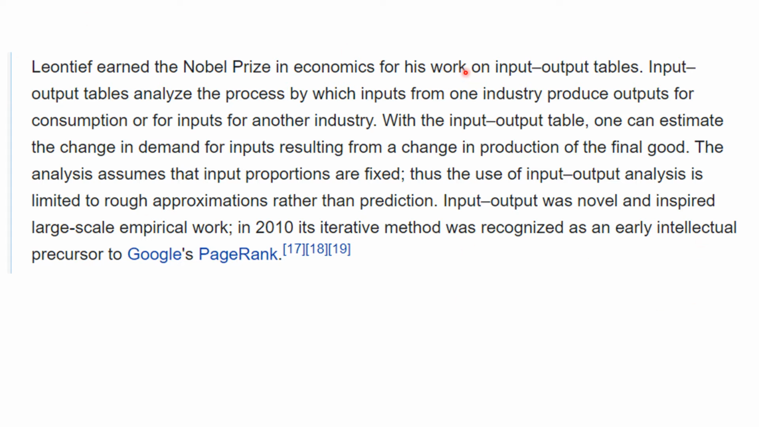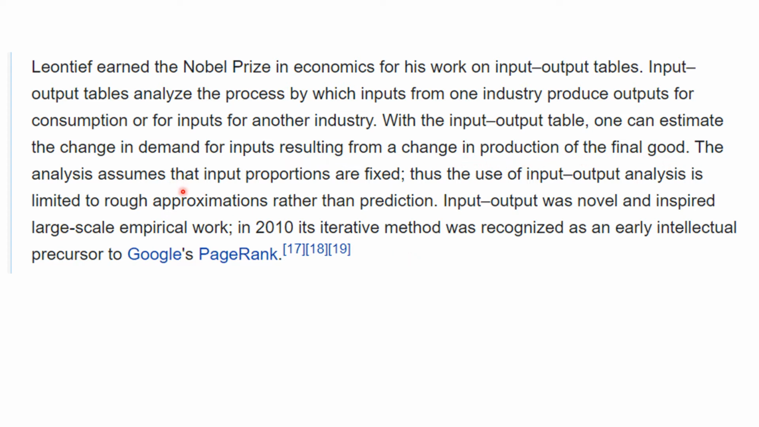Leontief earned the Nobel Prize for his work on things called input-output tables. Input-output tables analyze the process by which inputs from one industry produce outputs for consumption or for inputs in another industry. With the input-output table, one can estimate the change in demand for inputs resulting from a change in the production of the final goods.